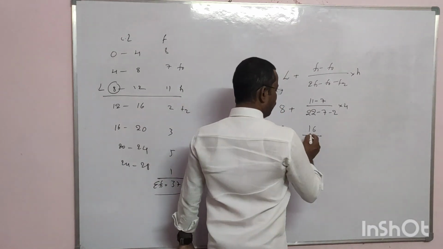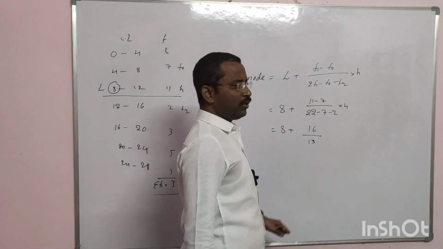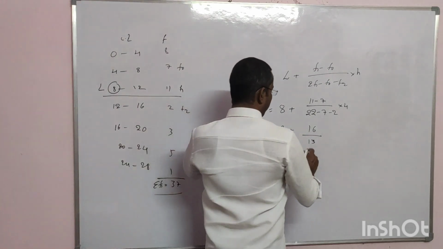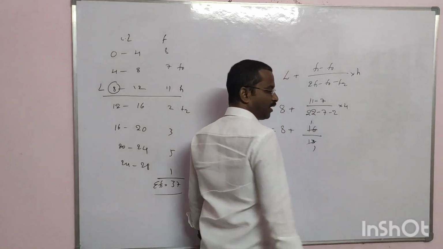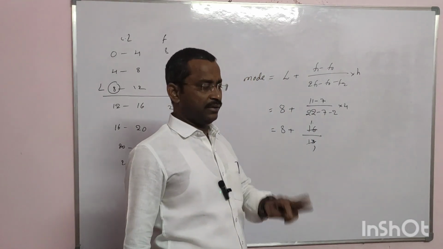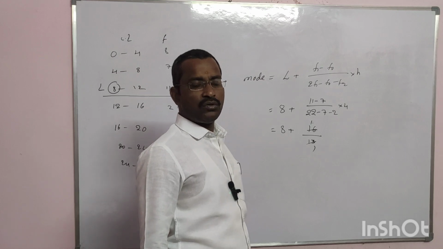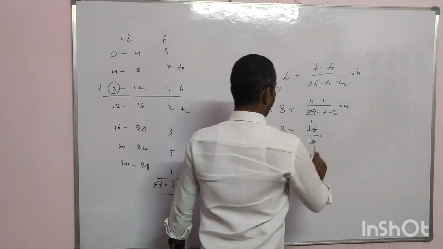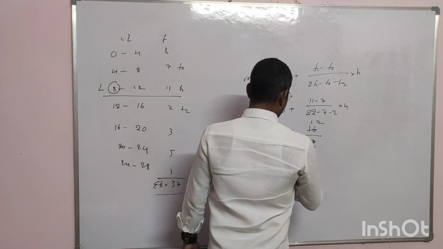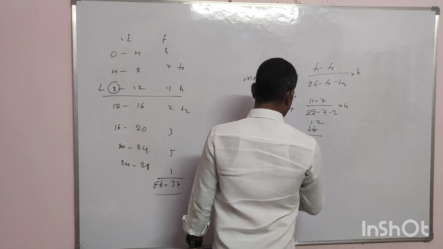How much do you get? 13. Again, you can do LCM, but it is better to turn it into decimals. 13 ones are 13, balance is 3. Put a point. 30. So in 30, 13 2s and 13 3s are not possible. So 2. Am I right or not? So 8 plus 1.2.